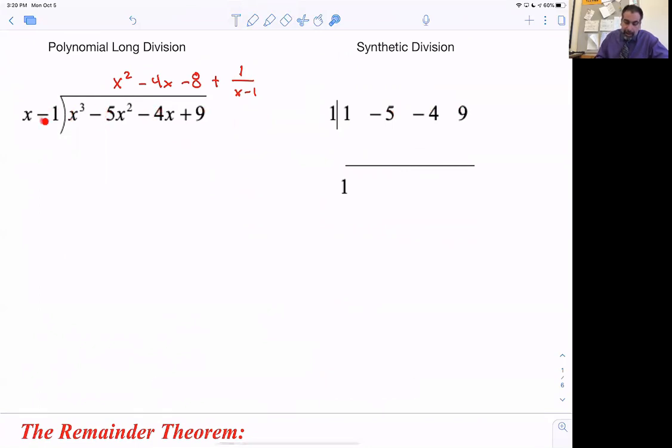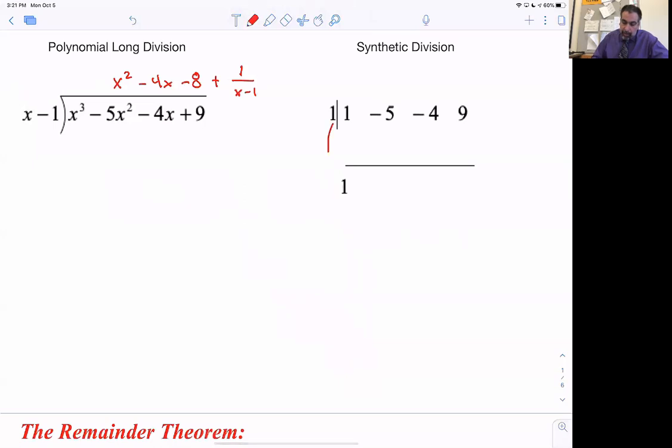And then we're dividing by x minus 1. We always use the other sign. This says -1, but we're using 1 because we're really using what makes this expression equal to 0. So we're doing it by 1 because that's what makes this expression equal to 0. You always start by bringing down the first number like this, and then this is the way it works.